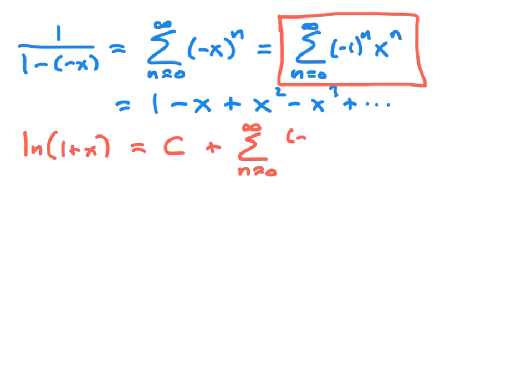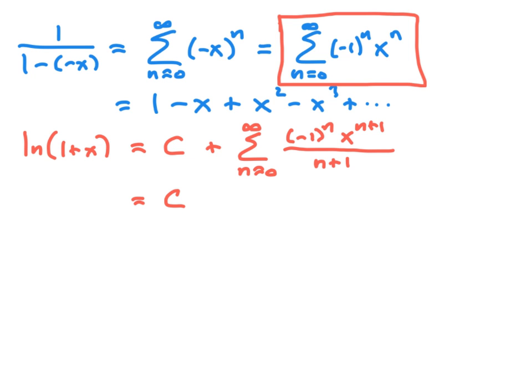Negative 1 to the n is a constant, so nothing happens there, it just stays as negative 1 to the n. And then we have x to the n plus 1 divided by n plus 1. And this gives us a formula for our power series representation of natural log of 1 plus x: an arbitrary constant c, which we'll have to determine in a moment, plus the sum from n equals 0 to infinity of negative 1 to the n, x to the n plus 1 over n plus 1.